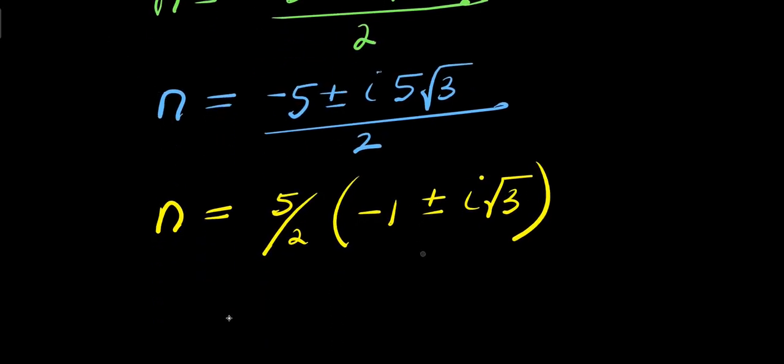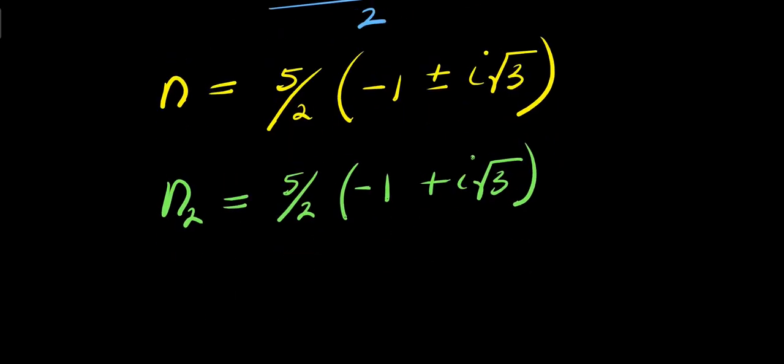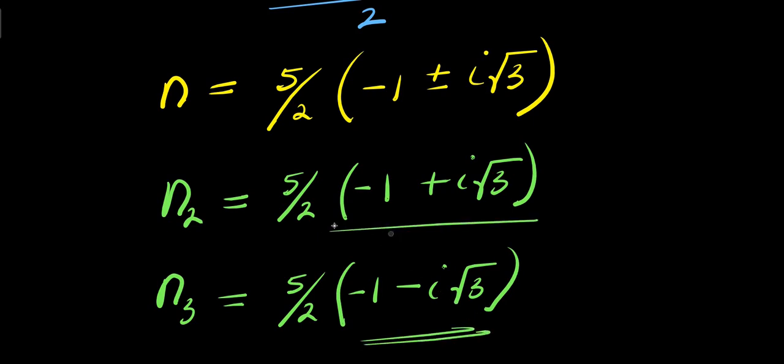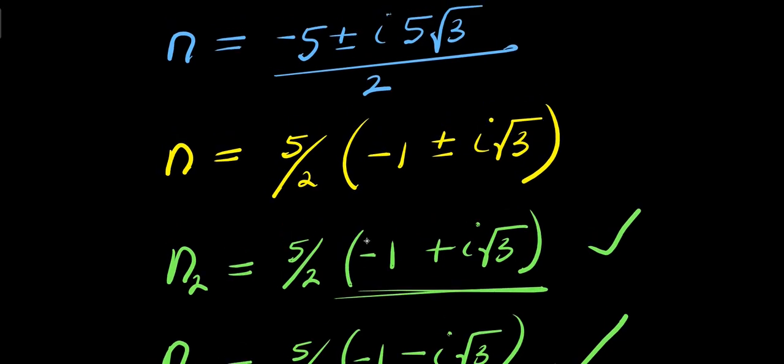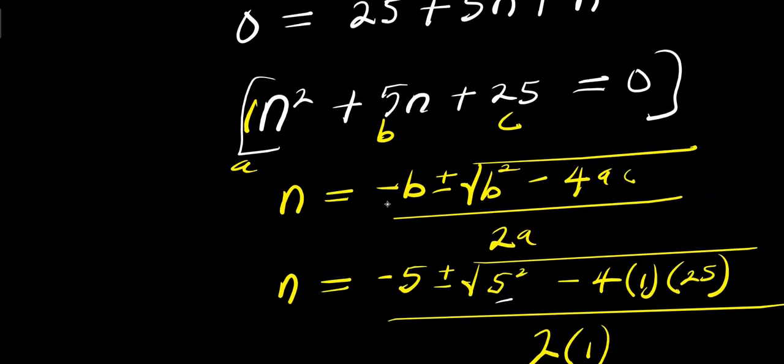So we have two values for n. This is 5 over 2 of negative 1 plus i root 3. Then n3 equals, this is 5 over 2 of negative 1 minus i root 3. So we have two complex solutions and one real solution for n, which is 5.